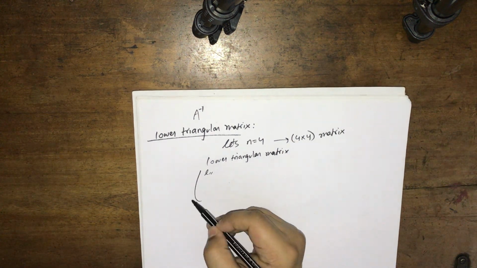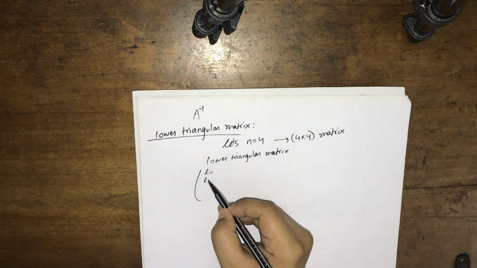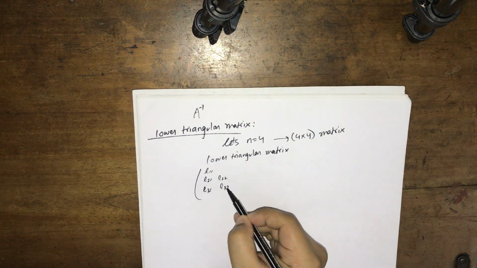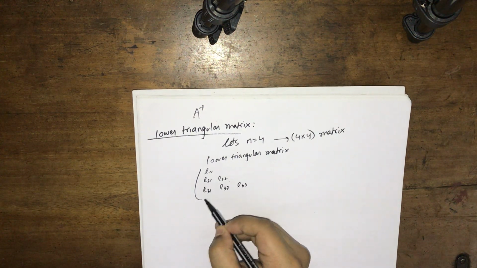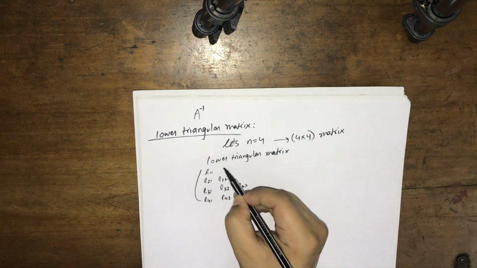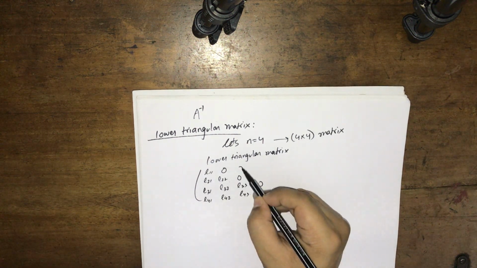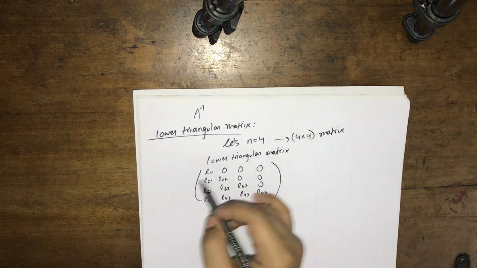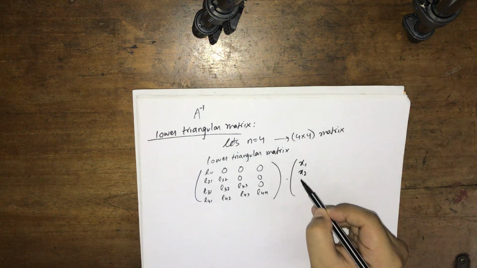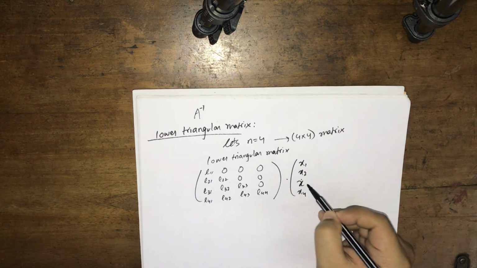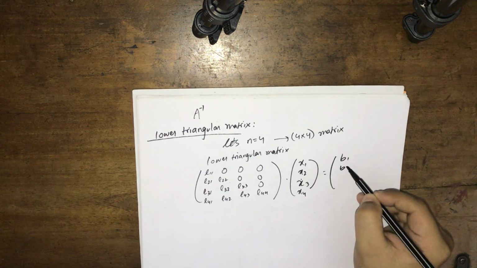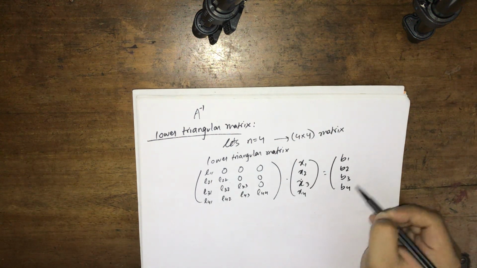First element L11, second row L21, L22, third row L31, L32, L33, fourth row L41, L42, L43, L44. Baki gula 0. This is my lower triangular matrix. Multiplied with the X matrix, jeta chilo variable gula X1, X2, X3, X4. Acha. And the B matrix looks like B1, B2, B3, and B4.